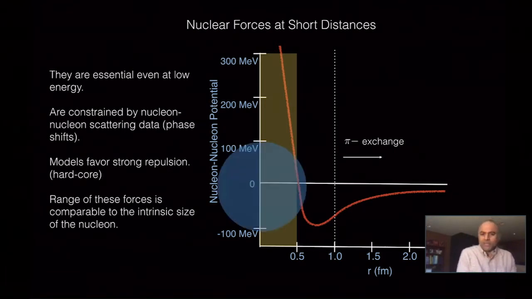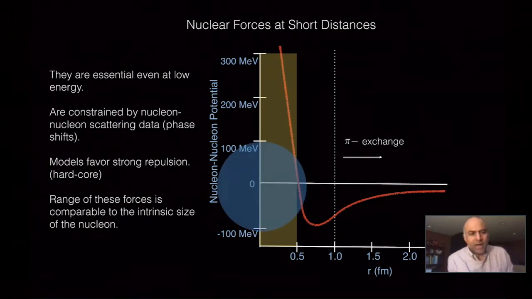So the other thing that we also learn from these fits to the data is that the range of the short distance forces is actually comparable to the size of the nucleon. So the nucleon is not a point particle, and defining the size of a nucleon is actually not a well-defined question. If you think about the charge radius of a nucleon, like a proton, for example, it is about 0.6 Fermis.